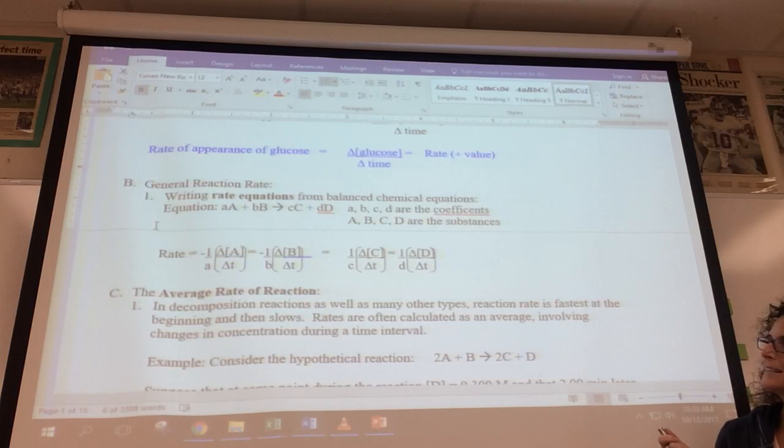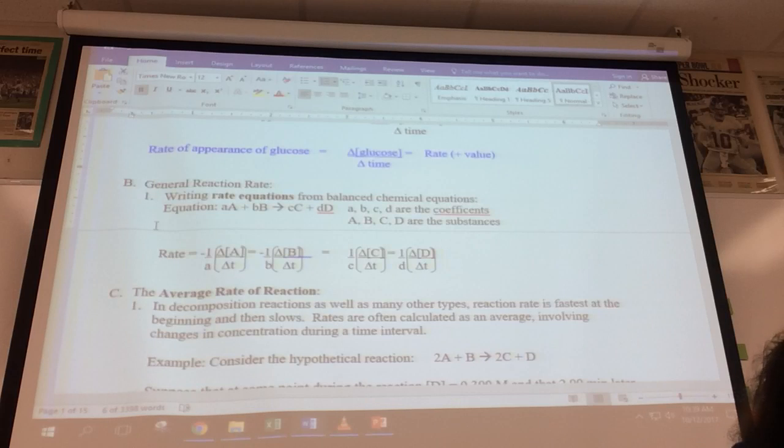When you want to write a rate equation or a rate expression, watch the nomenclature here, rate equation or rate expression, you've got rate is equal to, reactant will be -1 over the coefficient A, change in concentration of substance A over the change in time, -1 for reactant over coefficient B, change in concentration of B over the change in time. For products, it's +1 over the coefficient, change in concentration of that substance over the change in time, the time interval. Same thing for the other product.